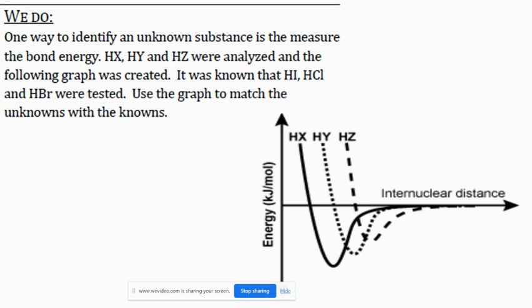All right, one way to identify an unknown substance is to measure the bond energy. So we have HX, HY, and HZ. They're analyzed. The following graph was created. We know that HI, HCl, and HBr were tested. They want you to tell them which one matches which. So you're trying to figure out which one of these is these compounds. You're identifying them. Well, what do we know about those three compounds on the periodic table? What's different between the three? What's different between HI, HCl, and HBr?